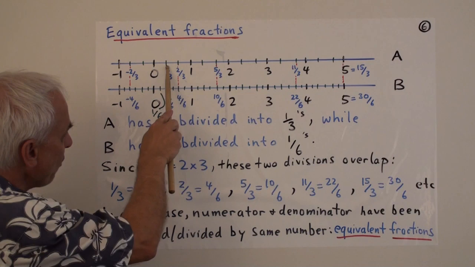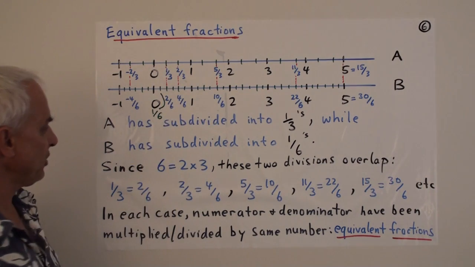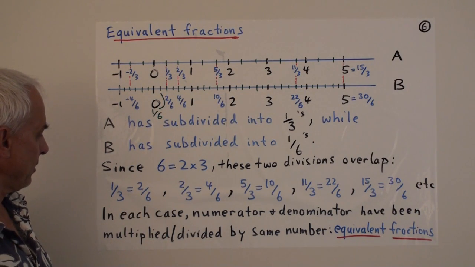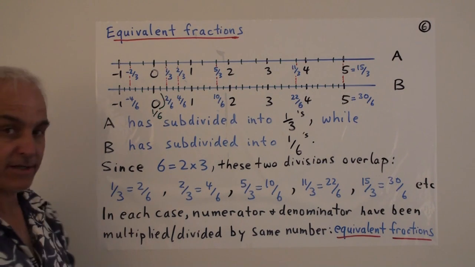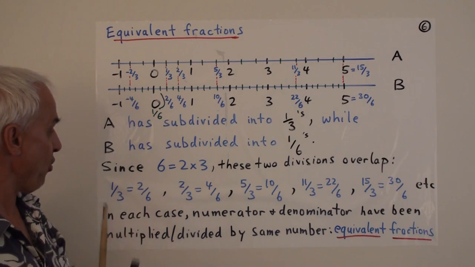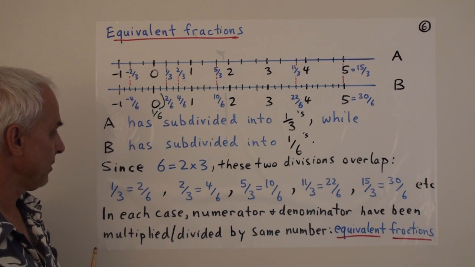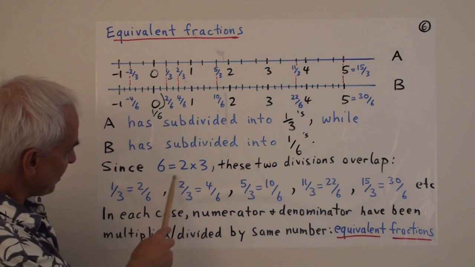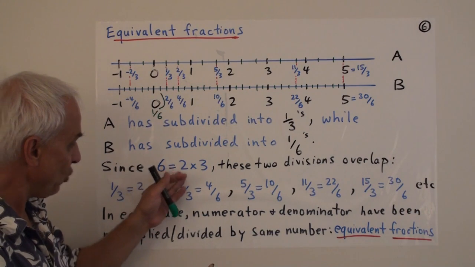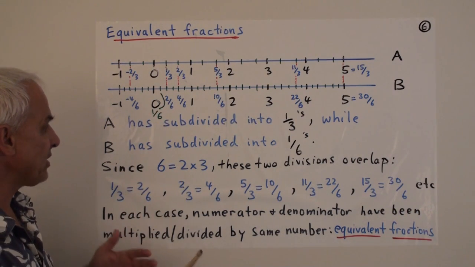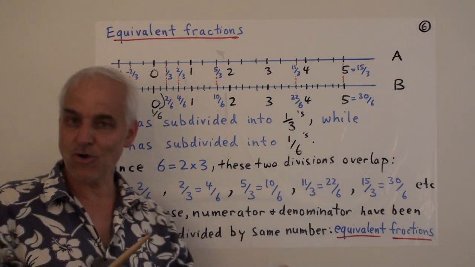So what A is calling 1/3 is the same as what B is calling 2/6. So I'm writing that 1/3 is the same as 2/6. They represent the same point. And I should say it's because 6 and 3 are related. 6 happens to be 2 times 3. That's the reason why these 2 divisions overlap.